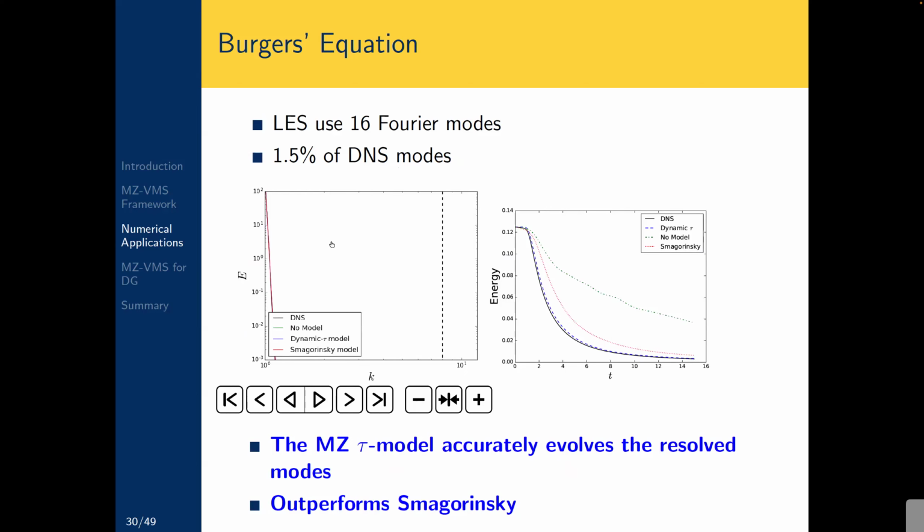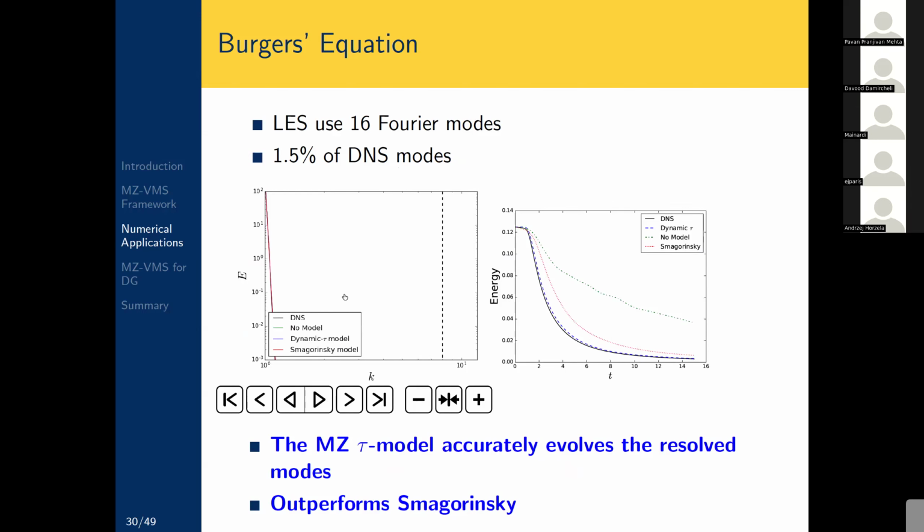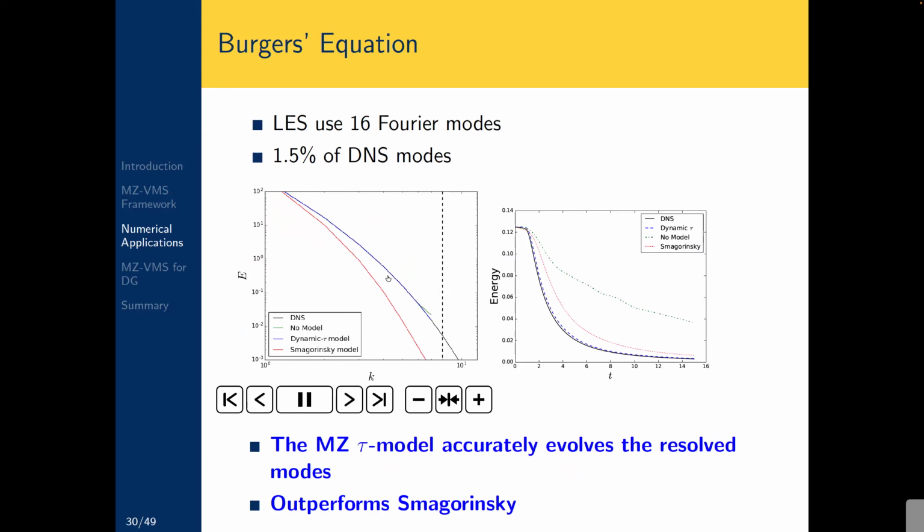And I'll show results for the full dynamic, quote unquote DNS. I'll show a no model result. I'll show results with this dynamic tau model that we developed, and then I'll compare it to the Smagorinsky model. So here on the left, I'm showing you the energy spectrum evolving through time. Black is going to be the truth. Green is going to be the no model calculation. Blue is the MZ model, and then red is going to be Smagorinsky.